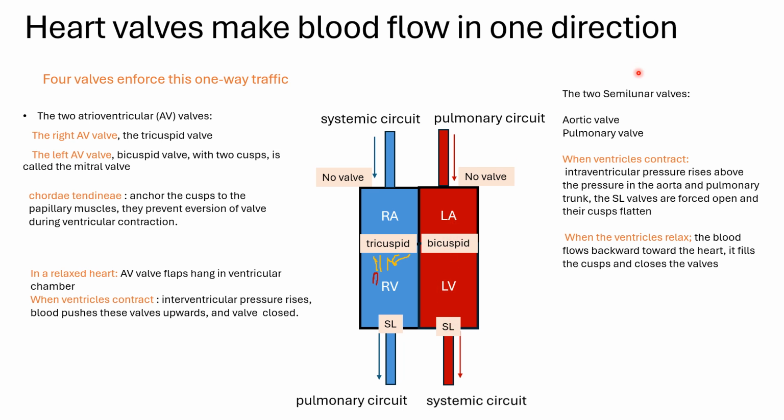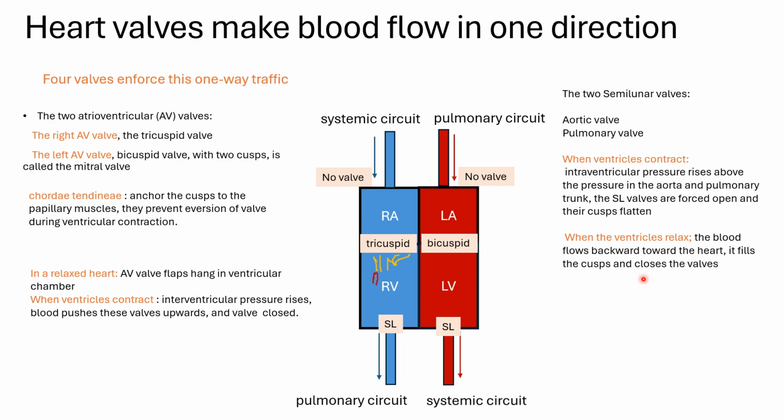Now the other type of valves are the semilunar valves. These are the aortic valve and the pulmonary valve. So their names are the same according to the vessels. When the ventricles contract, intraventricular pressure rises above the pressure in the aorta and the pulmonary trunk, and semilunar valves are forced open and their cusps are flattened. When ventricles are relaxed, the blood flows backward towards the heart.